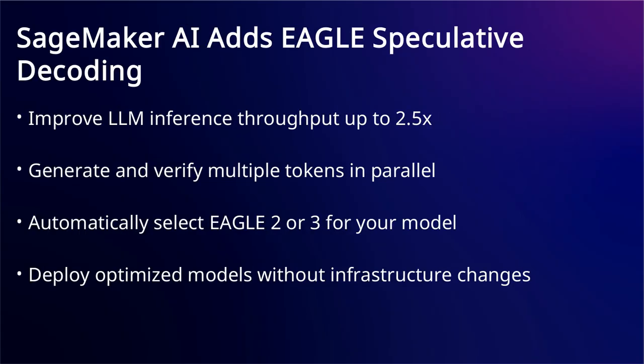AI applications require low latency and high throughput for responsive user experiences, but accelerating token generation while maintaining quality is challenging. SageMaker AI now supports Eagle speculative decoding to address this. You can improve LLM inference throughput up to 2.5x by generating and verifying multiple tokens in parallel. SageMaker AI automatically selects Eagle 2 or 3 based on your model architecture and provides optimization jobs using curated or custom datasets. You can then deploy these optimized models through existing workflows without infrastructure changes, enabling faster AI applications with predictable performance.